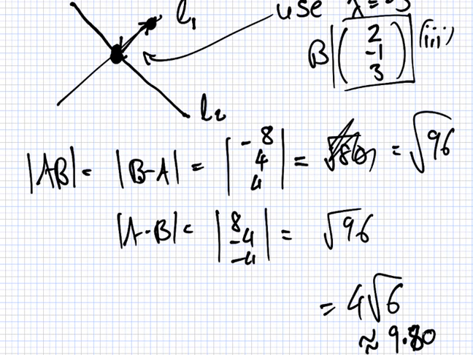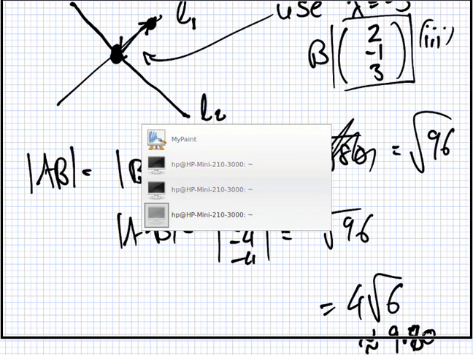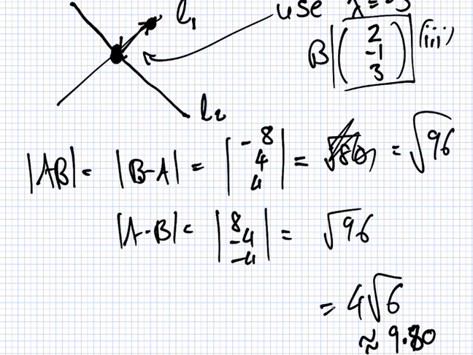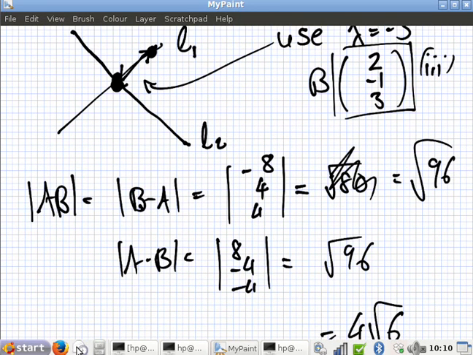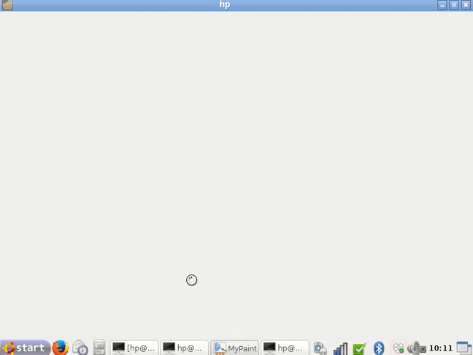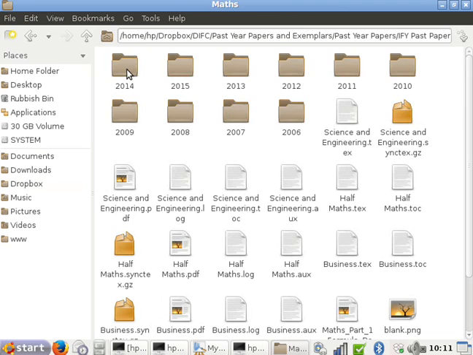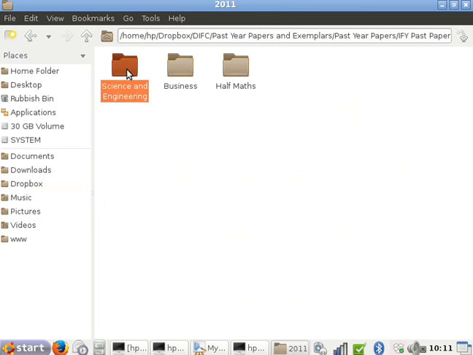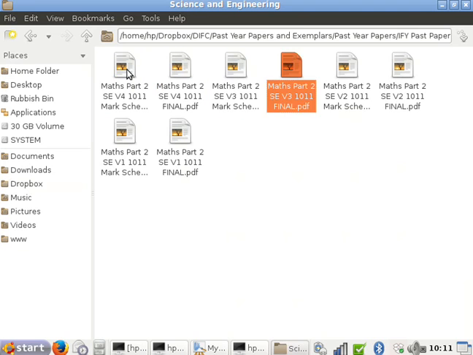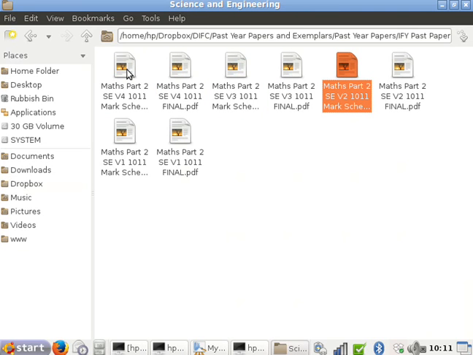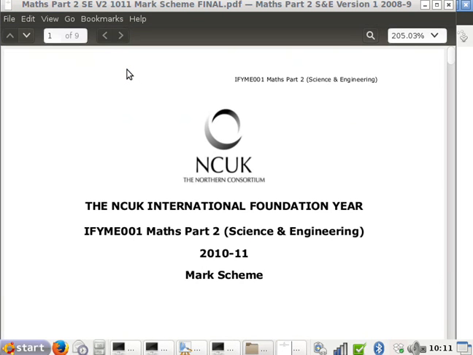I want to check this answer. Because that was a tough one. That was a tough one. So what year am I looking at here? About 10, 11. And version 2 mark scheme B4. Now, if we got the last answer right, it means that all the previous work was right.